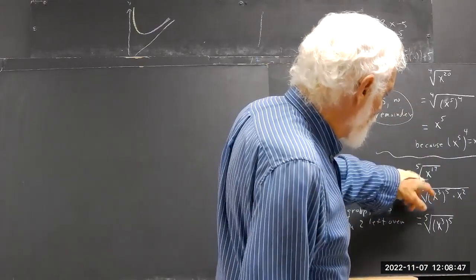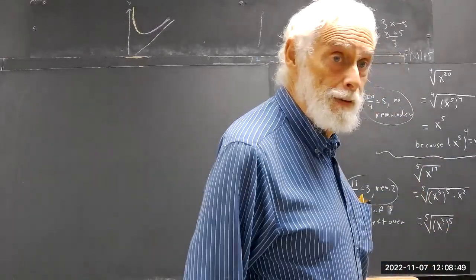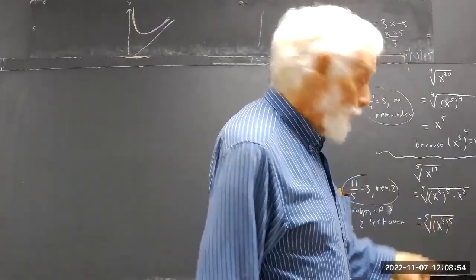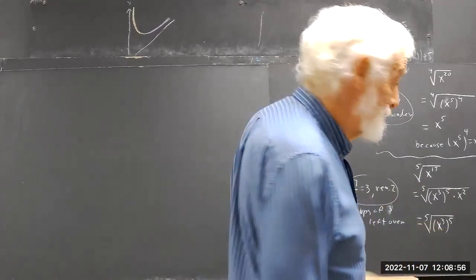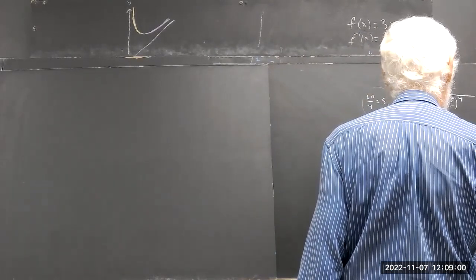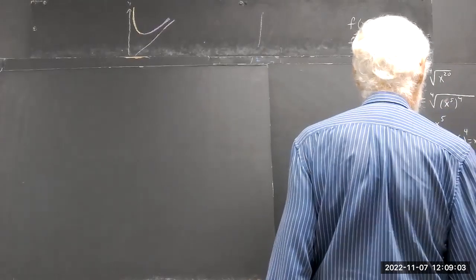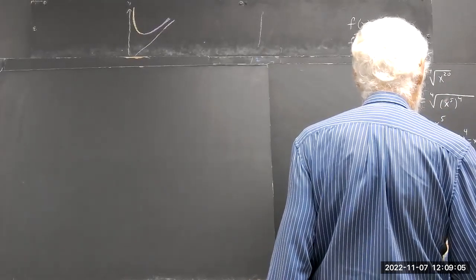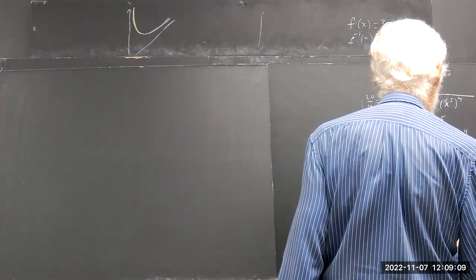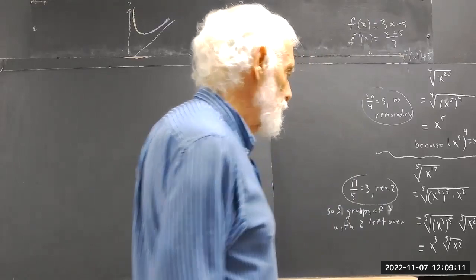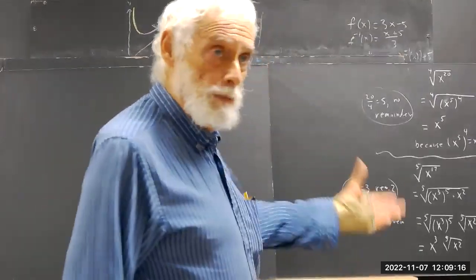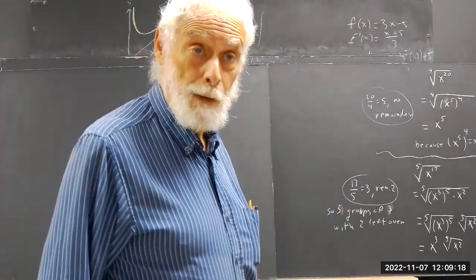I can write this then as the fifth root of x cubed to the fifth. And we know that if I take the fifth root of the fifth power, we get the thing, which is x cubed, and that times the fifth root of x squared. So that's x cubed times the fifth root of x squared. And everybody either wrote that down quickly or was right on track to write it down, okay?